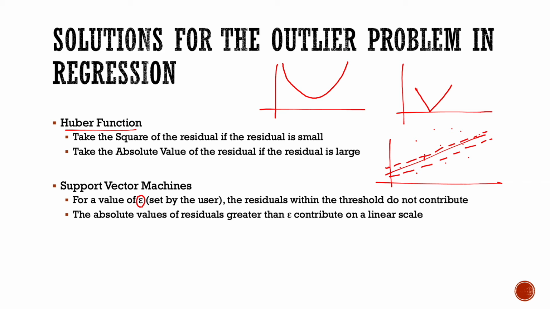The second thing is that for the residuals which are larger than epsilon, we take the absolute value and we do not take the square value like we do in normal linear regression. By doing that, they contribute in a linear manner to the regression equation. So the impact of the outliers is thus minimized.